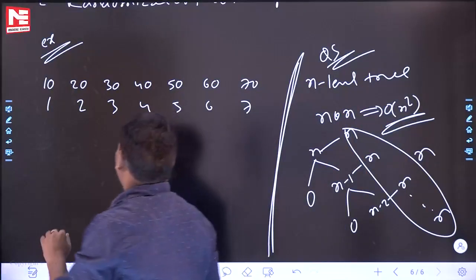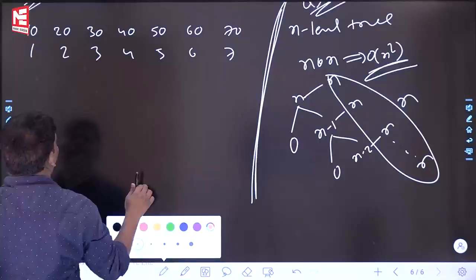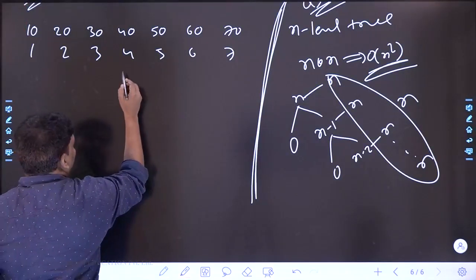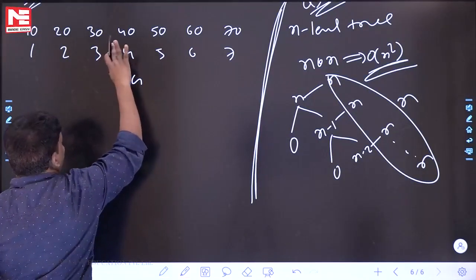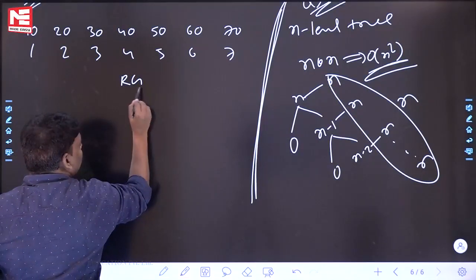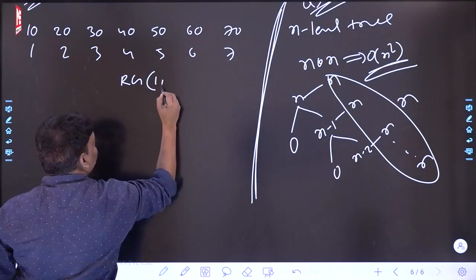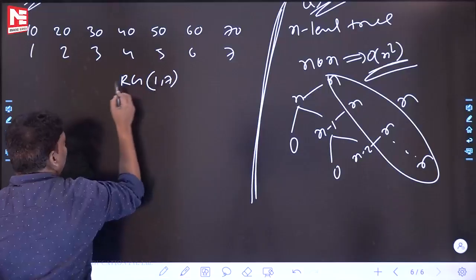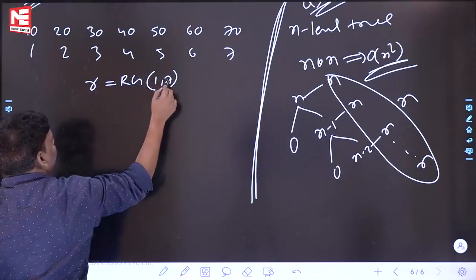Now let's see the interesting answer. If you always take the first element as a pivot, that is the problem. What will randomized quicksort do? See this one. You will call a random generator function. That is the first step of randomized quicksort. For array A which contains 1 to 7, you call the random generator function. Assume that when you call, it returns some number from 1 to 7.